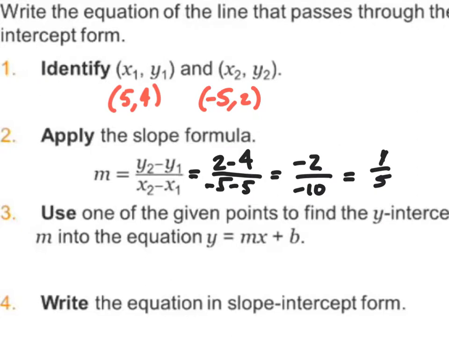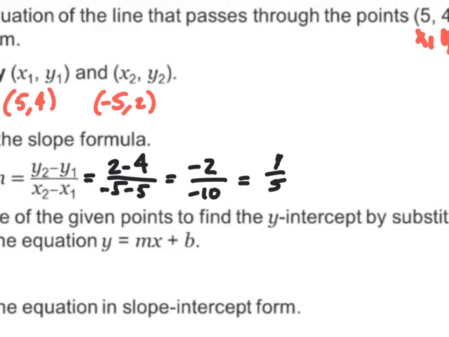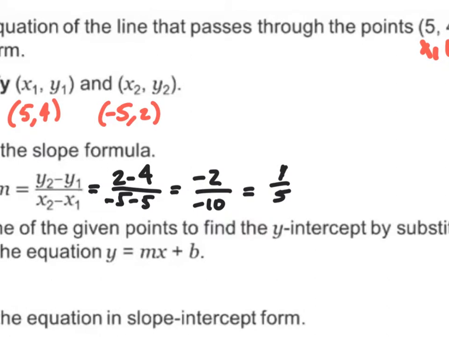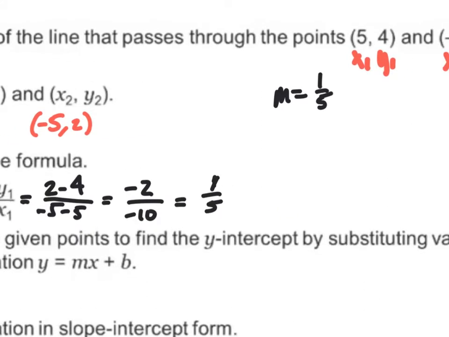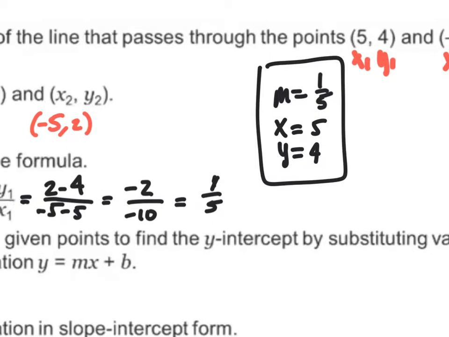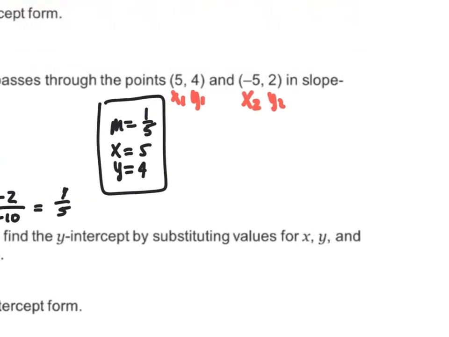And so that's what my slope is. I'm going to write that up here. I got my slope is 1/5. It doesn't matter which point we choose, but I'm just going to choose this value right here, 5, 4. And so my slope is 1/5. I'm going to say that x is equal to 5 and that y is equal to 4. These are the points I'm going to use to plug into the formula y equals mx plus b. So use the given points to find the y-intercept. So watch what I do here.